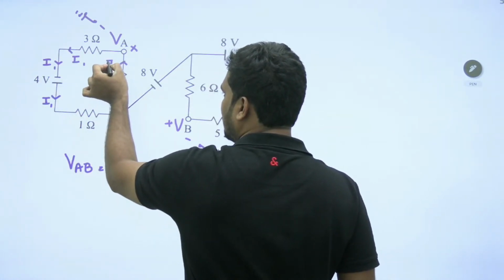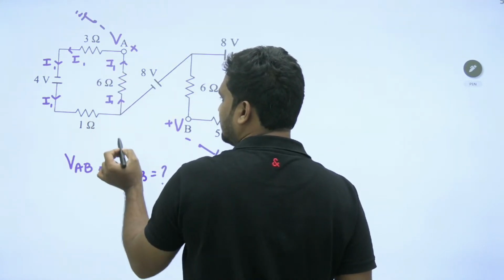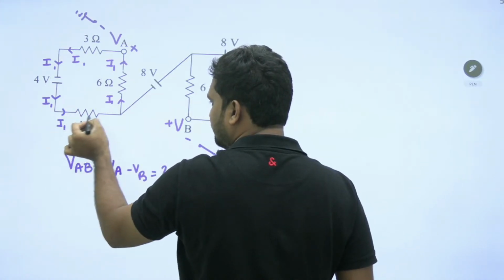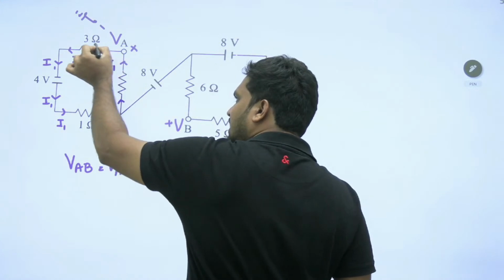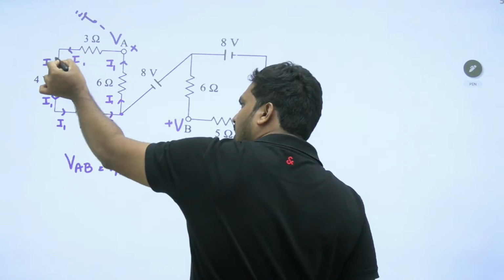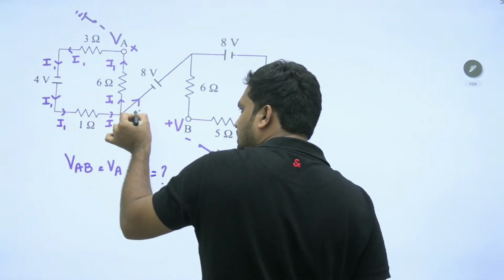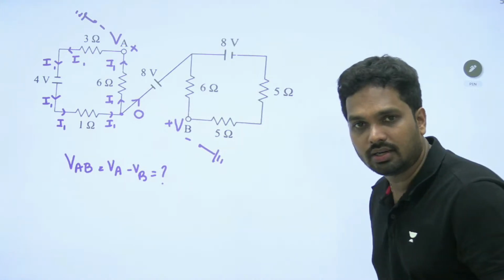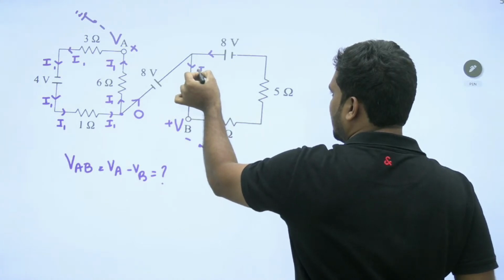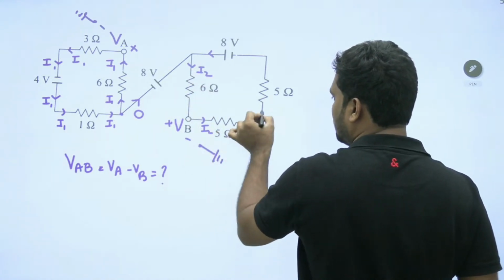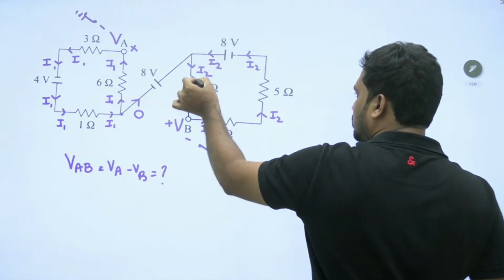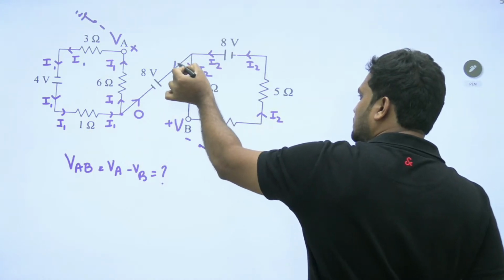What is this current? I1. So I1 is coming like this, and I1 is the same in this whole network. At a node, the leaving current is the same as the entering current. So what is this current? 0. Got it? Similarly, if you take this current as I2, the same will come here and here. I2 is leaving, I2 is entering. What is this current? 0.